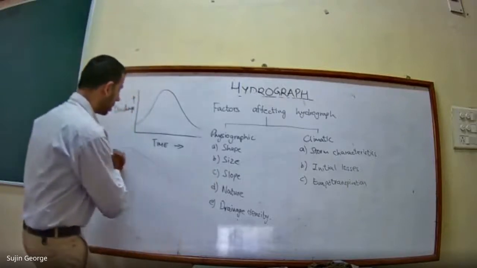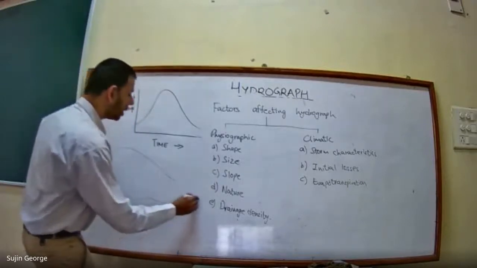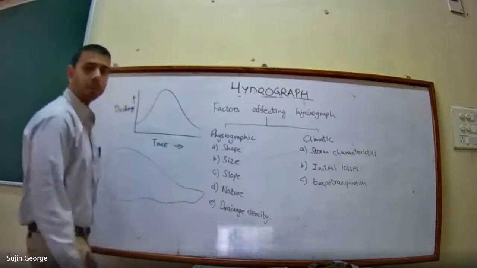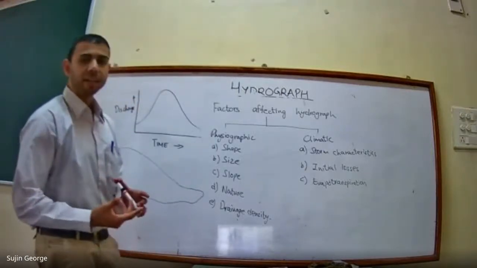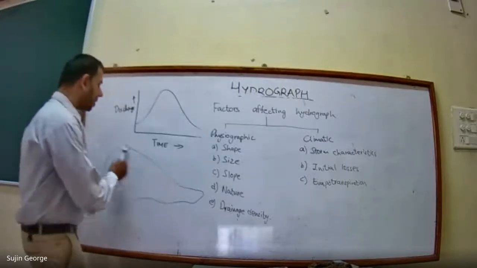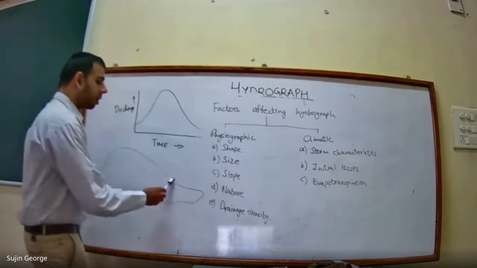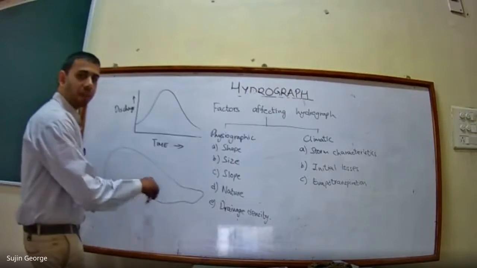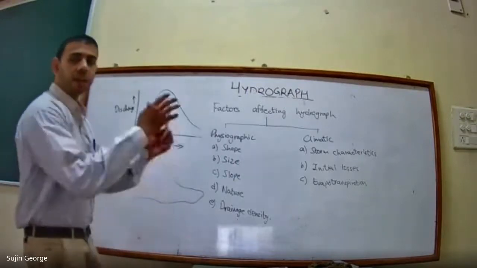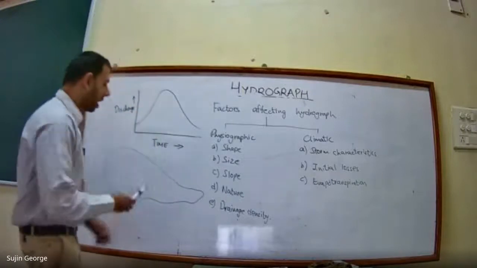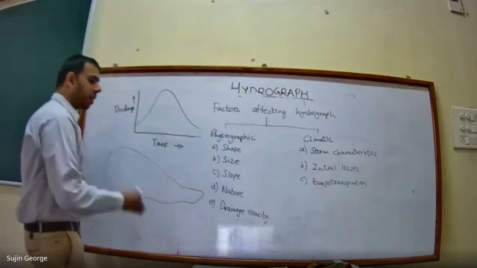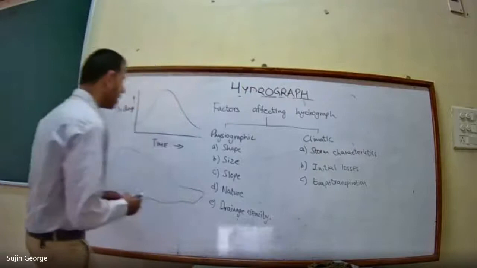Of the catchment area. Okay, of the catchment area. Now, what is the catchment area? It is the area which is surrounded by a boundary, where the rainfall occurs. Where a particular rainfall occurs, that area surrounded by ridge line is known as a catchment.